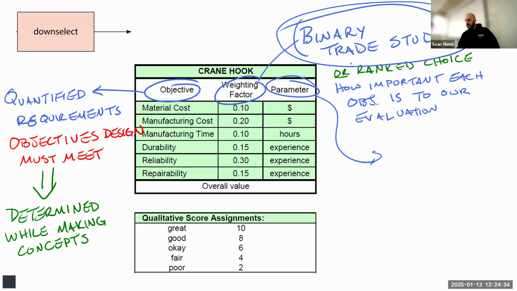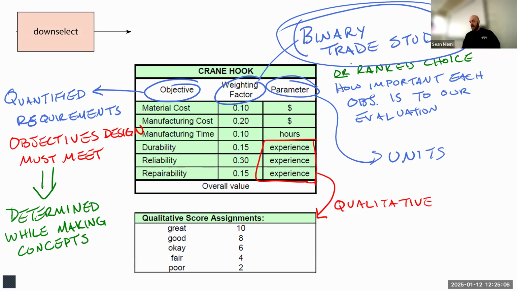The parameter, the best way to describe it, is just the units that we are dealing with. What you can see down here is we have a bunch of units that are experience. And this is for a qualitative assessment. A qualitative assessment means an experience-based or gut-feeling-based method for doing it. It is something that we cannot put numbers to.